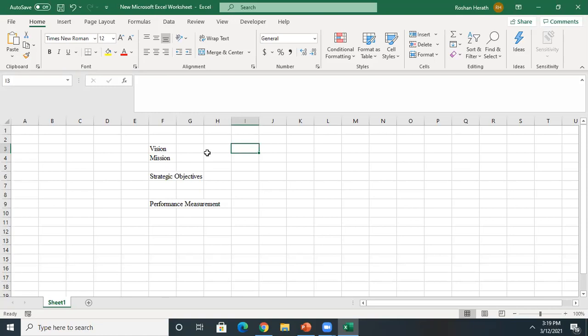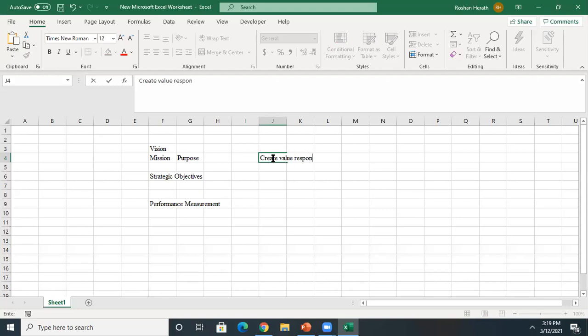And recently I have done one of my research studies in demo PLC. While I was doing that research study, I was exposed to their vision and the mission, or what they call the purpose. What is their purpose? They are saying that they want to create value responsibly.